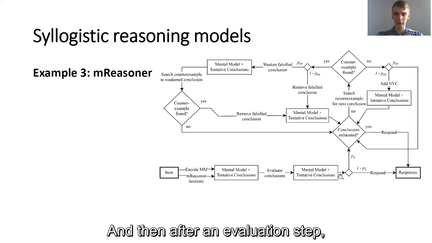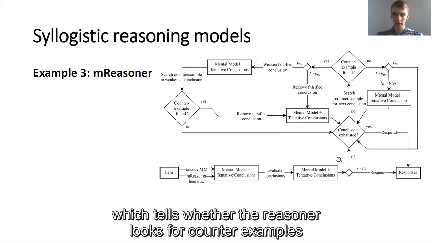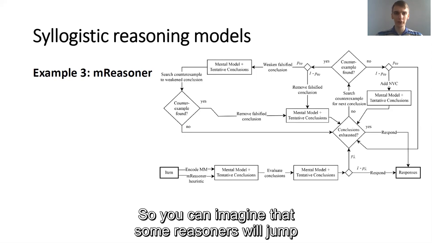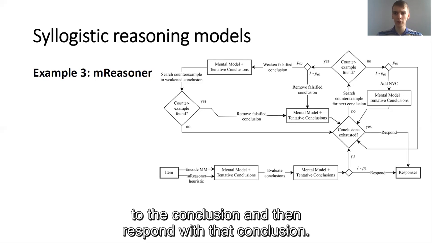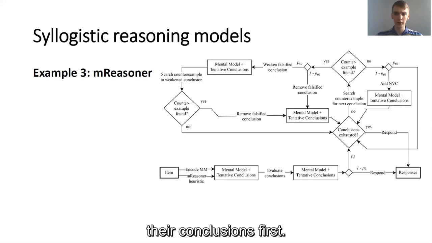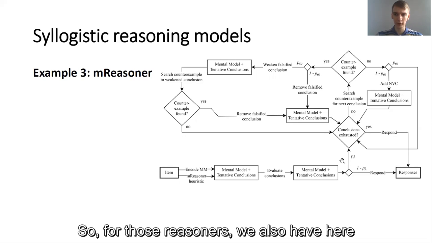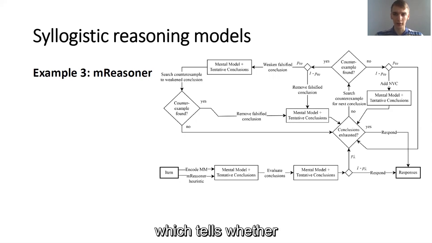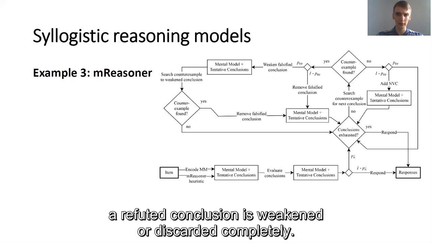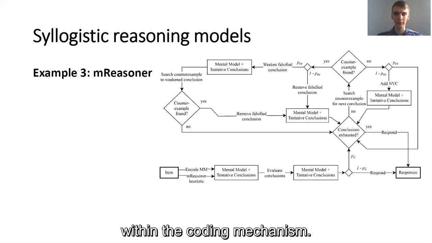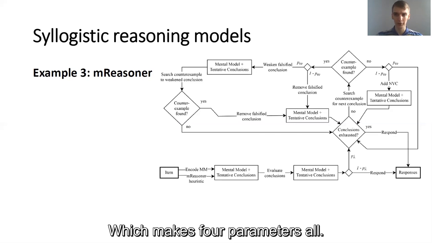And then after an evaluation step, we have the first parameter p lambda, which tells whether the reasoner looks for counterexamples to the conclusions he generated or not. So you can imagine that some reasoners will jump to the conclusion and then respond with that conclusion, while more careful reasoners may check their conclusions first. For those reasoners, when we found a counterexample, we have the second parameter, p omega, which tells whether a refuted conclusion is weakened or discarded completely. And mReasoner also has 2 additional parameters within the encoding mechanism, which makes 4 parameters overall.